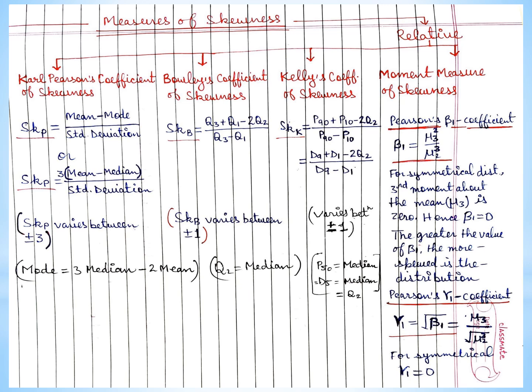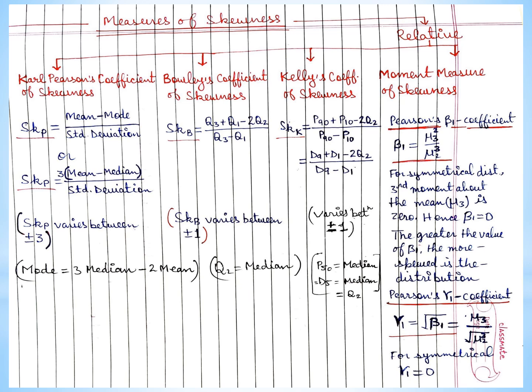This formula is based upon the percentiles. Now come to the next formula of Cayley's coefficient of skewness. This is based upon the deciles, which is D9 plus D1 minus 2Q2 upon D9 minus D1. Cayley's coefficient of skewness varies between +1 and -1.